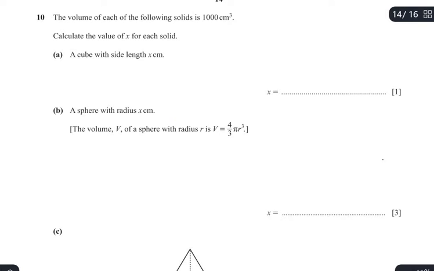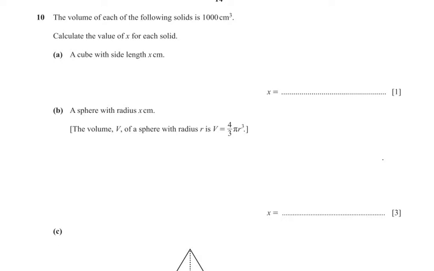Okay, guys, let's look at this question that I found in one of the past papers on the area and volume of solids. The question says the volume of each of the following solids is 1000 cubic centimeters. Calculate the value of x for each solid. They say a cube with side length x centimeters.